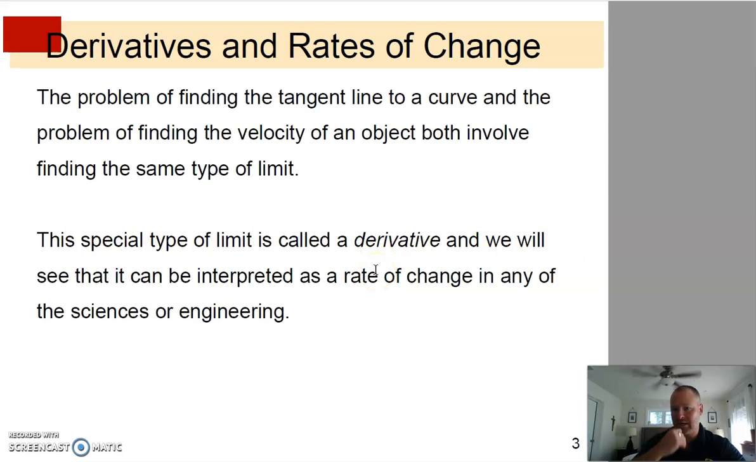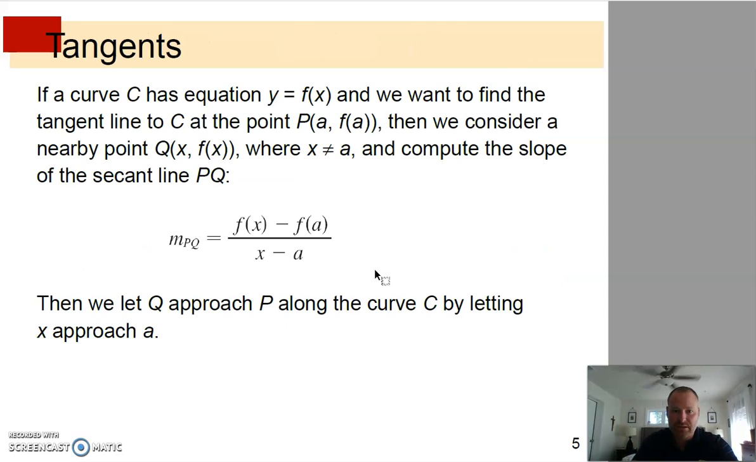The first thing I want to talk about is this whole concept of a tangent line to a curve, and that we use the concept of a tangent line to a curve when finding the velocity of an object, both involving the same type of limit. So there's something special about this type of limit. We call this type of limit a derivative. And we'll see that it can be interpreted as a rate of change in a number of different problems involving science and engineering. So first off, we want to take a look at tangents.